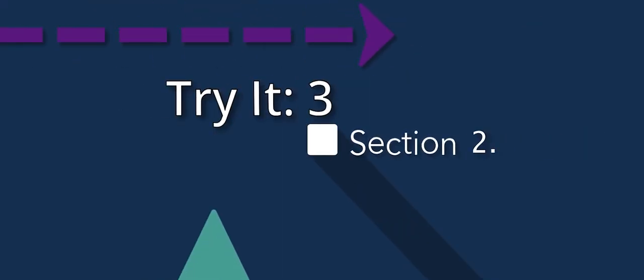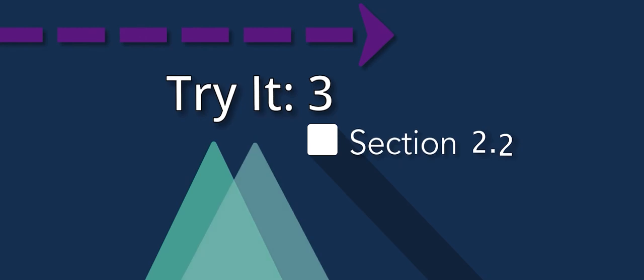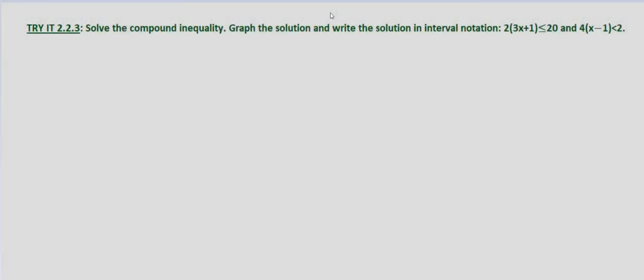So once again, we're looking at an AND inequality, a compound inequality, and we're asked to solve the compound inequality, graph the solution, and write the solution in interval notation. And again, AND means that it has to satisfy both inequalities. OR would mean one or the other. AND means both. So we start off by writing out our inequalities that make up the compound inequality.